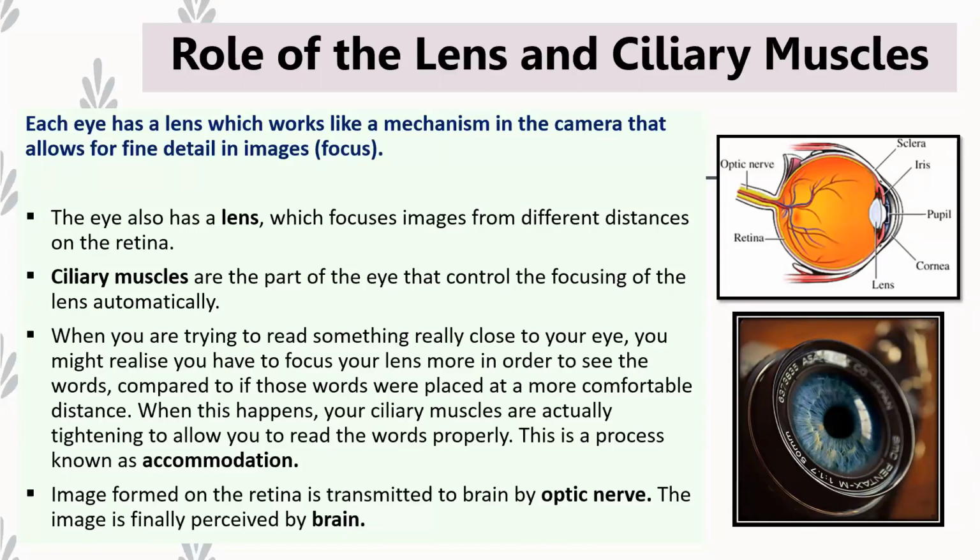So when we're talking about how much the lens focuses, or how much the lens expands or constricts, we are again going to talk about a type of muscle that helps to achieve this. Now, for the pupil, this muscle was the iris, but for the lens, this muscle is called the ciliary muscle. The ciliary muscles are the part of the eye that control the focusing of the lens automatically.